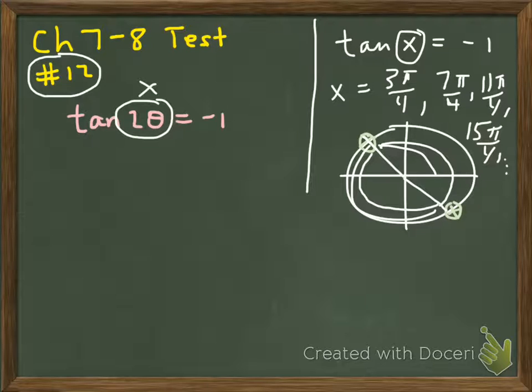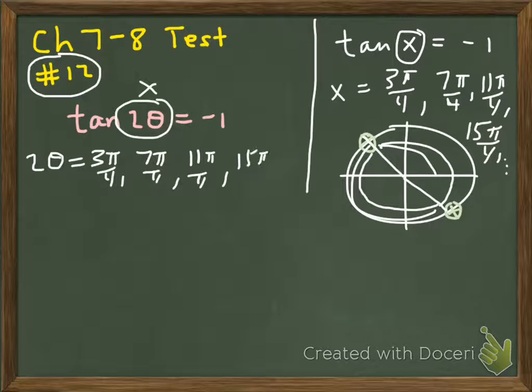Well, if x is equal to these guys, then this over here is like your x. Okay? So if 2 theta is like your x, then 2 theta would be equal to all these same values. 3 pi over 4, 7 pi over 4, 11 pi over 4, 15 pi over 4. Why do I keep going? Because, well, you'll see in a second. We're not solving for 2 theta.